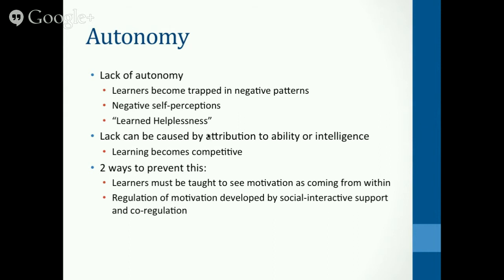So there are two ways to prevent this. Learners must be taught to see motivation as coming from within. Okay, so Ushioda talks about how learners have to see motivation as something that starts from inside. Learners have to be able to know that they can take control of their learning. Motivation leads to autonomy, or the two are intertwined with each other. And then the regulation of motivation is developed by social interactive support and co-regulation. Okay, so basically people have to work together towards these goals.